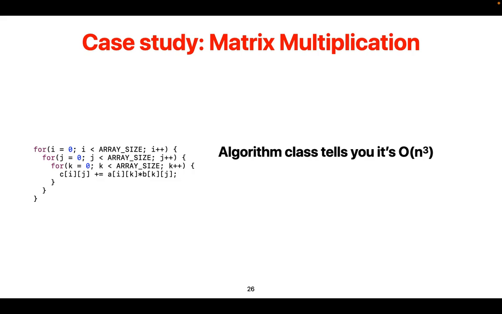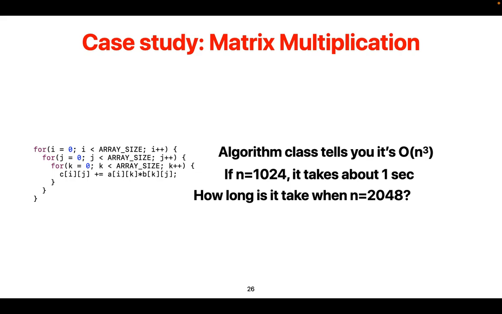The left-hand side is the traditional matrix multiplication code. Algorithm class tells you it is order n cubed. And if n equals 1k, it would take about 1 second. So how long does it take when n equals 2k? What do you think? Give me an estimate. Twice? No? Well, twice on each dimension, right? So your n is twice. 8 times? 8 seconds? Sounds like a reasonable guess.